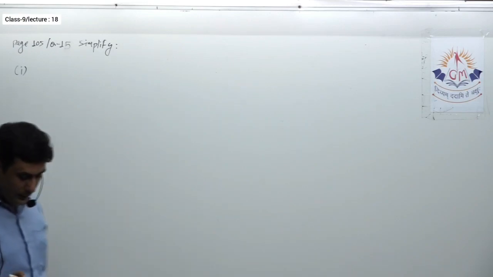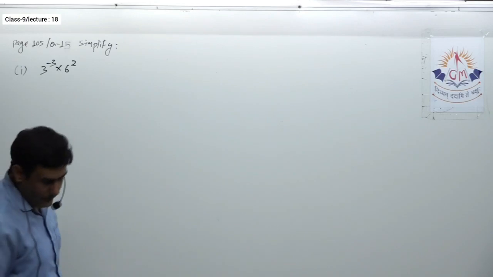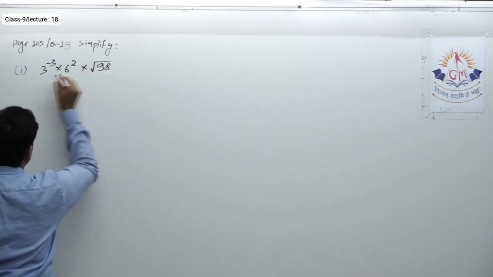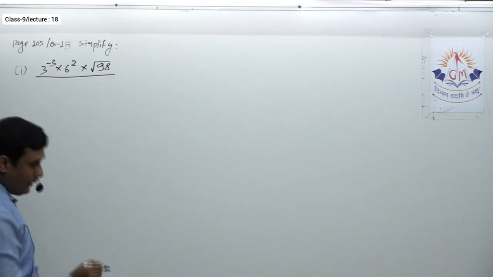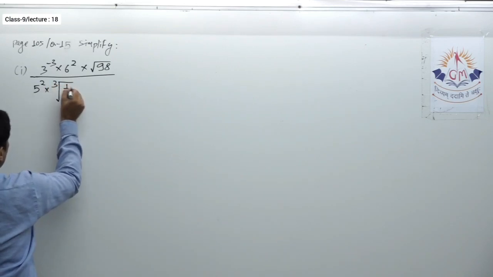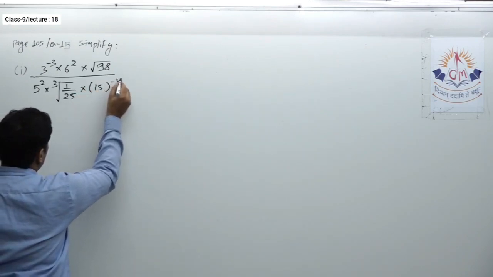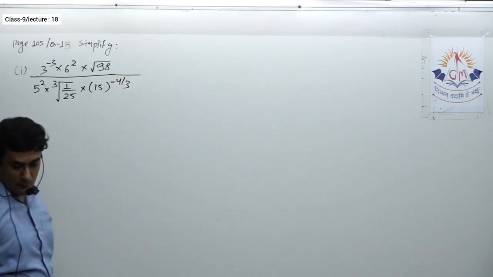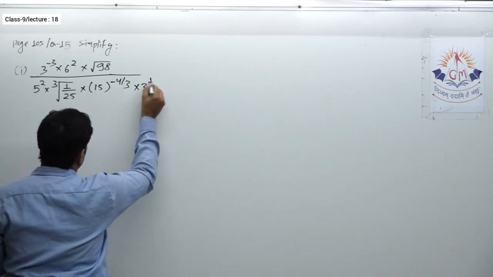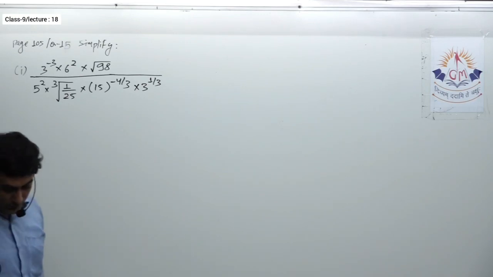The question is: 3 raised to minus 3 multiplied by 6 square multiplied by root 98, divided by 5 square multiplied by cube root of 1 upon 25, multiplied by 15 raised to minus 4 by 3, multiplied by 3 raised to 1 by 3.